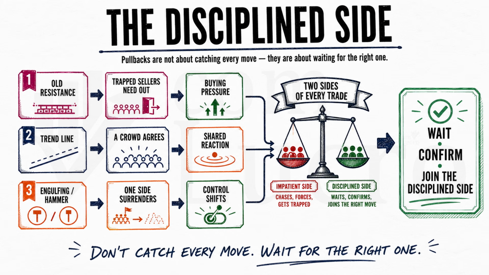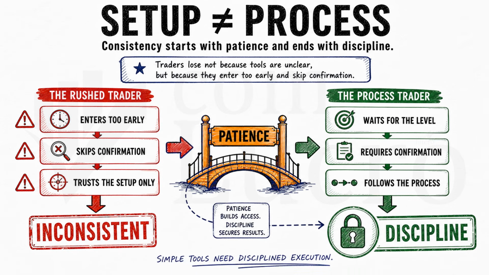In conclusion, trading pullbacks isn't about catching every move. It's about waiting for the right one. And notice the single thread running through everything you've seen today. The old resistance holds because trapped sellers need out. The trend line holds because a crowd agrees on it. The engulfing and the hammer are one side surrendering to the other. At every level, there are two sides of the trade, and this strategy exists to put you, deliberately, on the disciplined one.